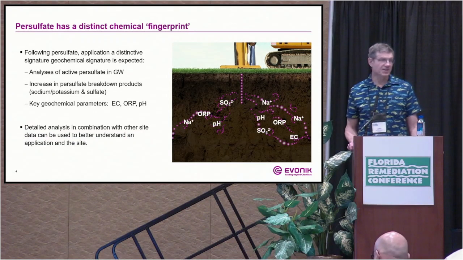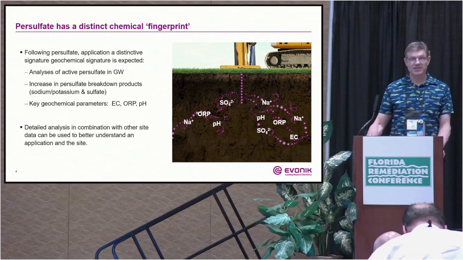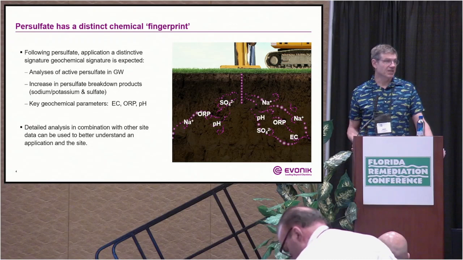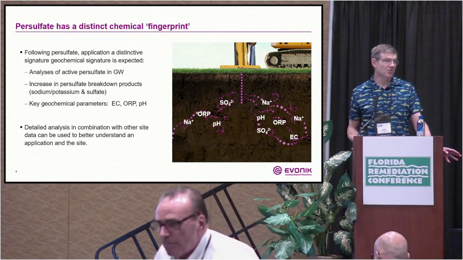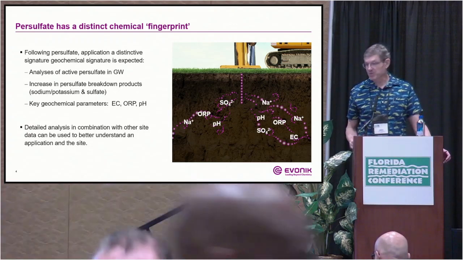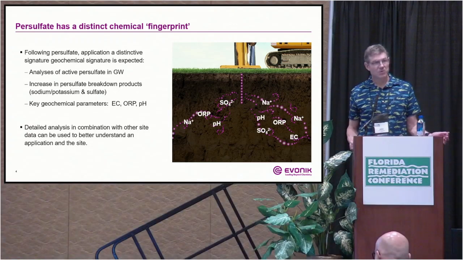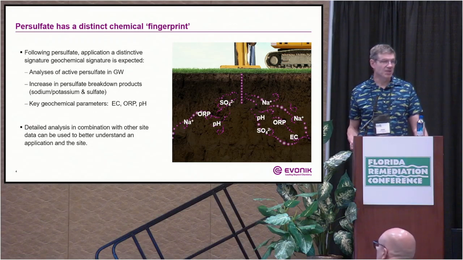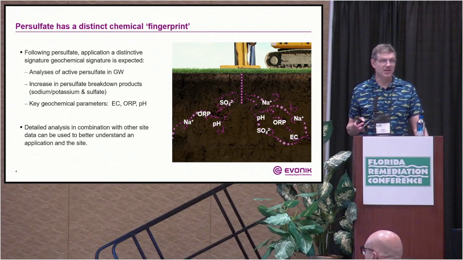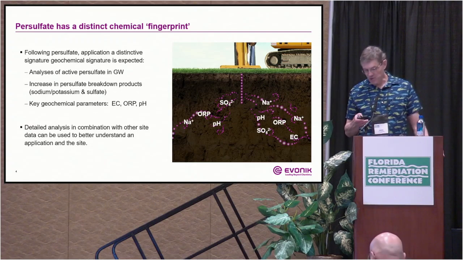Persulfate has a distinct chemical fingerprint. I'll show you the structure of it and get a little bit more detailed, but we can get into analysis of active persulfate in groundwater and increases in the persulfate breakdown products. If you're using sodium persulfate, of course, you'd have sodium and then ultimately sulfate, and potassium with potassium persulfate. And then, of course, what's your electrical conductivity, ORP, pH? These things vary over time. And that analysis in combination with what you know about your site can help you understand a lot more about your site itself.